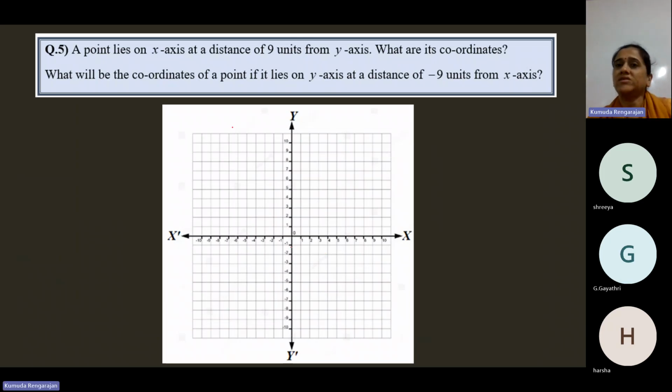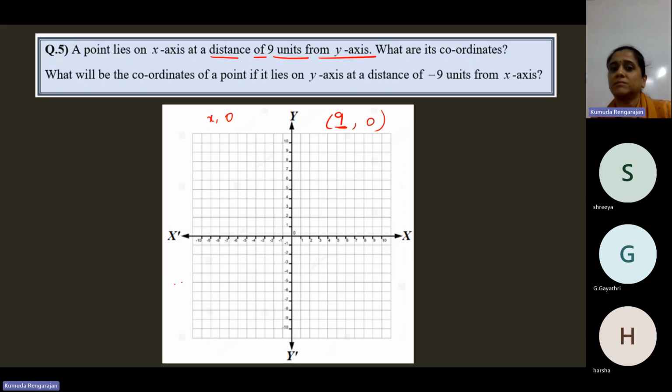What is the address of any point lying on the x-axis? x comma 0. Is this correct? Any point lying on the x-axis will be of the form x comma 0. So y coordinate is 0, we know. We need to find the distance of the point from the y-axis, which is 9 units. So what's the address of that point? 9 comma 0.